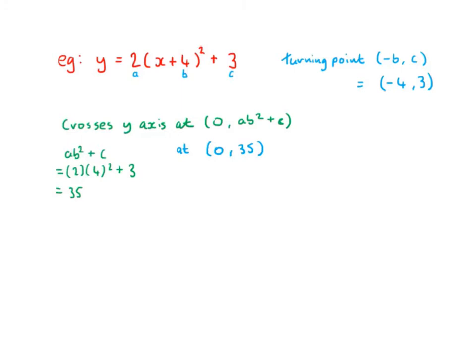And if we want to know where the graph crosses the y-axis, and we know that any graph crosses the y-axis at an x value of 0, first of all, then what we do is we take a b squared and add on c. So the a in this case is 2, the b is 4, so 2 times 4 squared, and then we add on the c, which is 3. So 4 squared is 16, and 2 times 16 is 32, and add on 3 is 35. So 0, 35 is going to be the y-intercept for this equation.